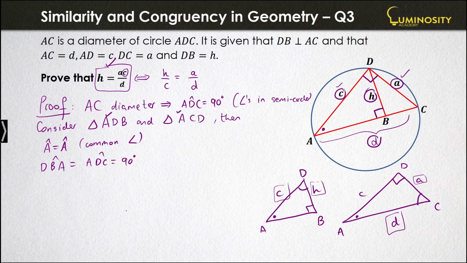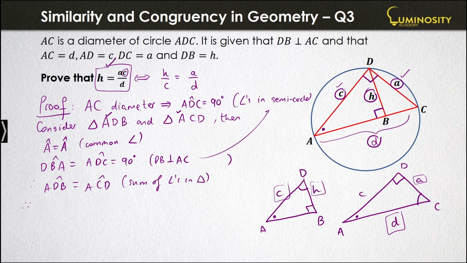The DBA comes from the fact that DB is perpendicular to AC, and the other one comes from angles in a semicircle. Therefore the leftover angle ADB must be equal to the leftover angle ACD, by sum of angles in a triangle. So what have I shown? Angle A equals angle A, angle B equals angle D, and angle D equals angle C. Therefore triangle ADB is similar to triangle ACD by angle, angle, angle. Great.